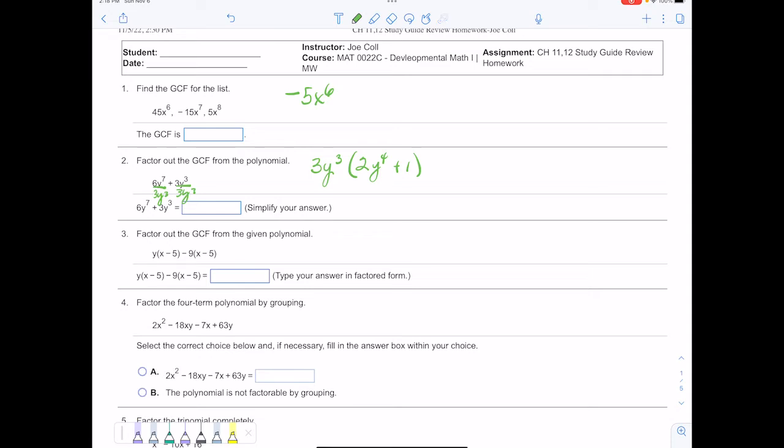And if you want to check this, you can distribute. 3y to the 3rd times 2y to the 4th gives you 6y to the 7th, and 3y to the 3rd times 1 gives you 3y to the 3rd.